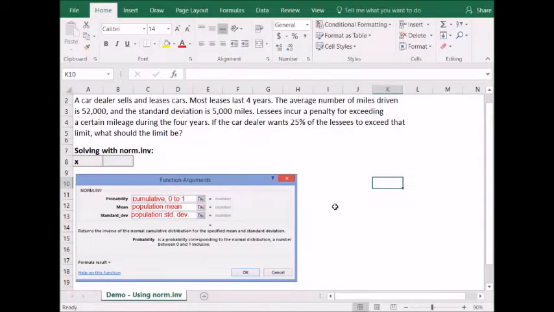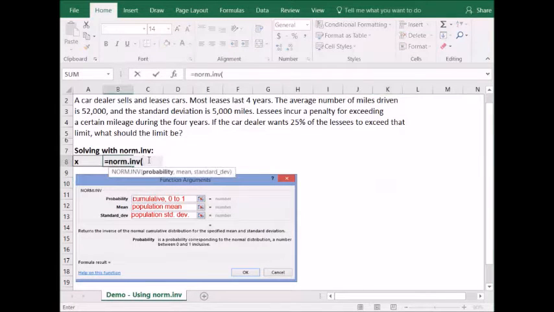Let's solve in the cell. I've typed equals norm.inv and open parenthesis. If I wanted the dialog box, I would just click the FX and the dialog box would open. But we can enter the values right here in our cell. The probability, as we've already stated, is 75%, which I can enter as 0.75 or 75 and the percent sign.